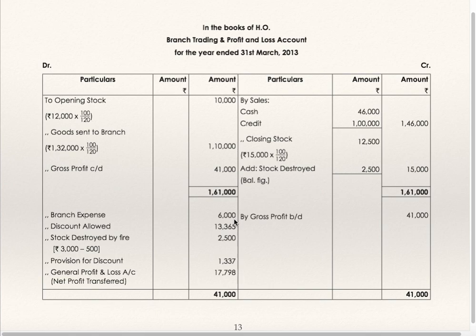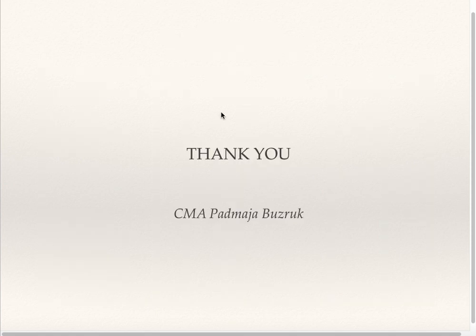Branch expenses 6,000, discount allowed 13,365, which is given in the question. Destroyed by fire 2,500, the same figure: trading account credit, profit and loss account debit, because it is not covered by insurance. Provision for discount, this is the second working note, a very important working note which we have seen. Provision for discount on debtors. Net profit of branch is to be transferred to general profit and loss account, 17,798. Thank you.